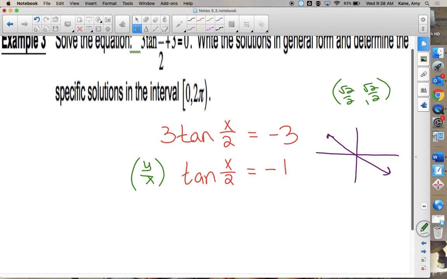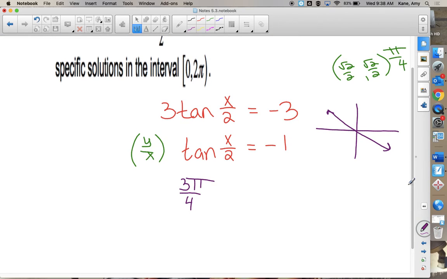What angle family does that go with? Pi over 4. So that's the family we need to think about, pi over 4. But Reese said it should be in the second quadrant and the fourth quadrant. So that means it's going to be 3 pi over 4 and 7 pi over 4.